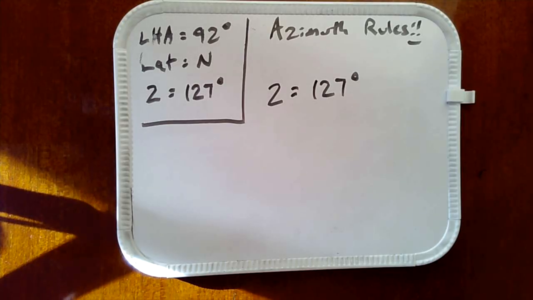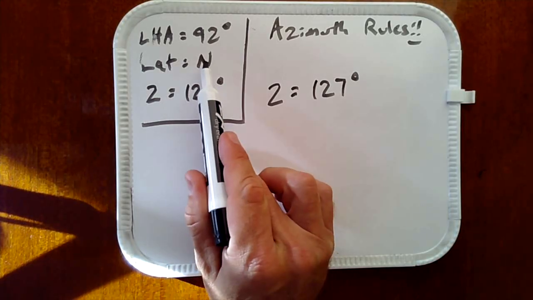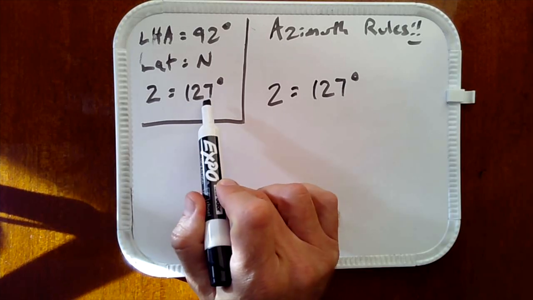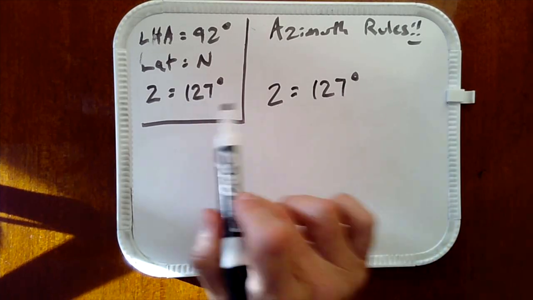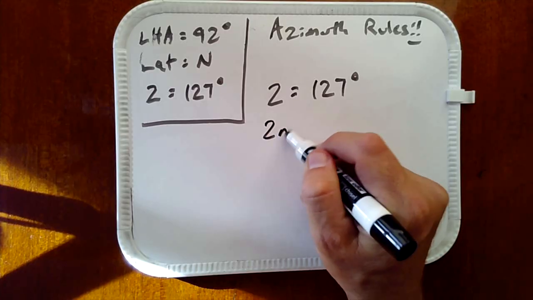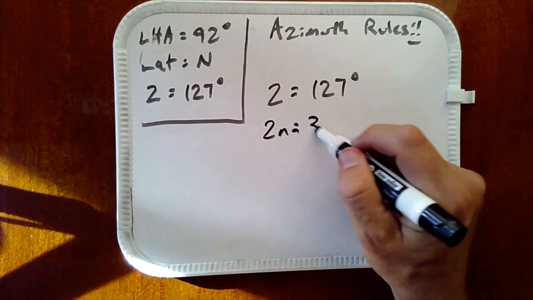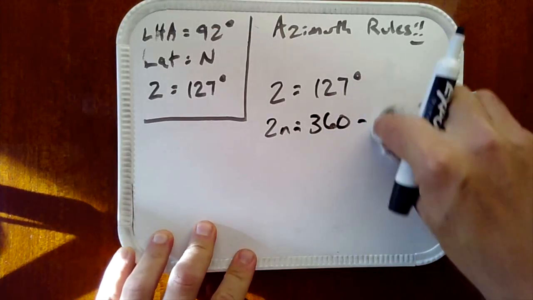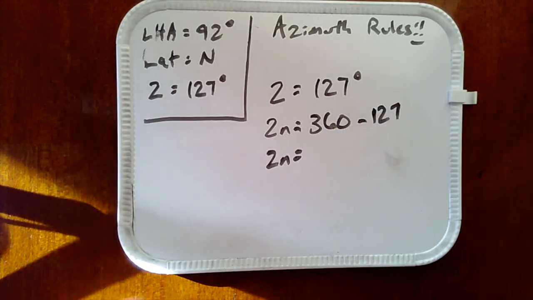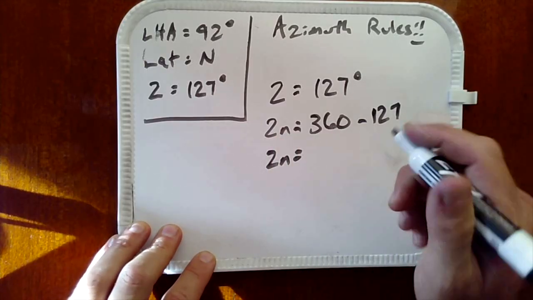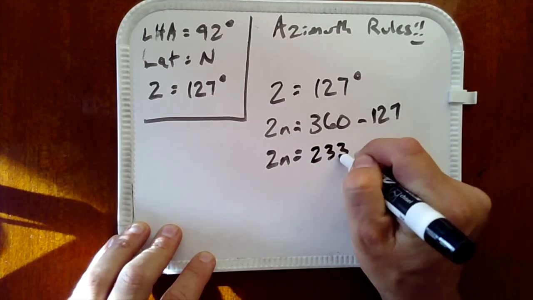So the rule in this case is if we're in the northern hemisphere and the LHA is greater than 180, then Zn is equal to Z. If it's less than 180, like it is in this case, we need to say Zn is going to be equal to 360 minus Z. So Z is 127. So our true correction, our Zn, will be 360 minus 127, or 233 degrees.